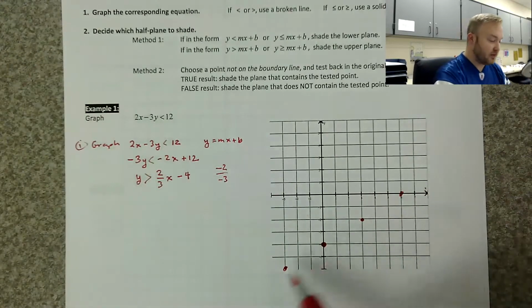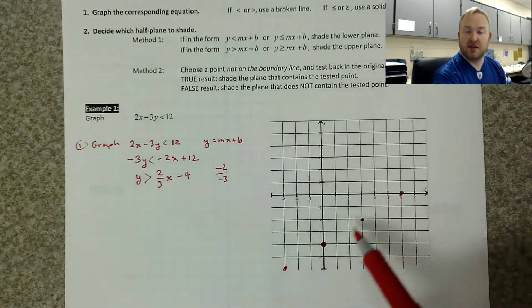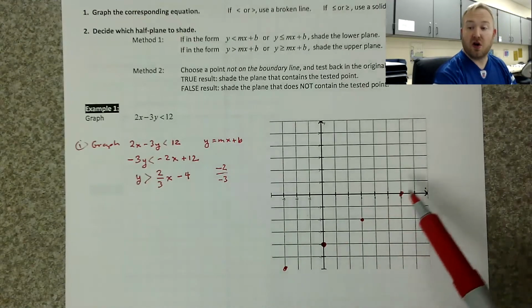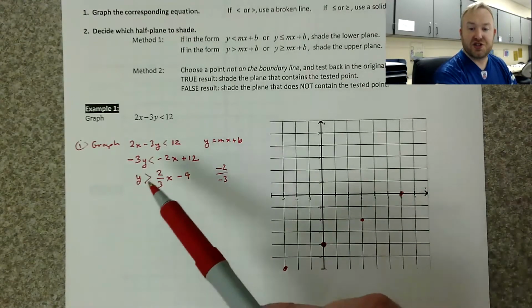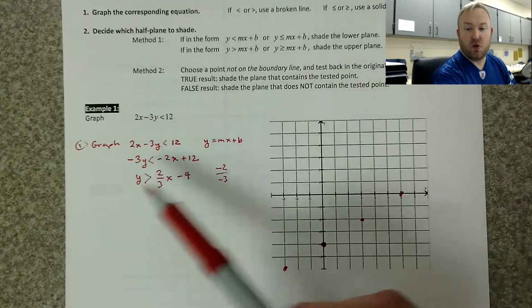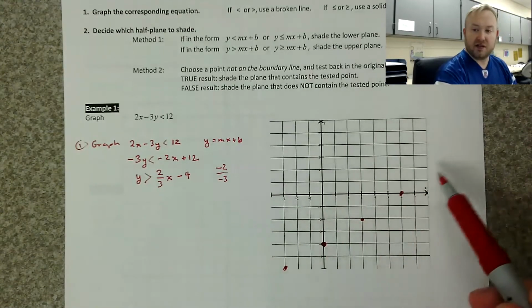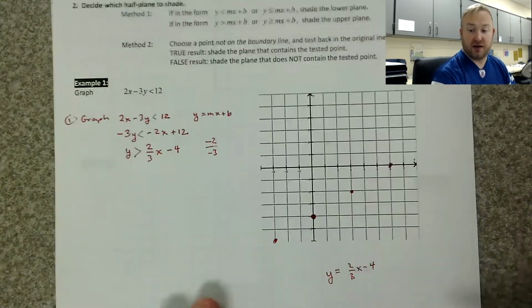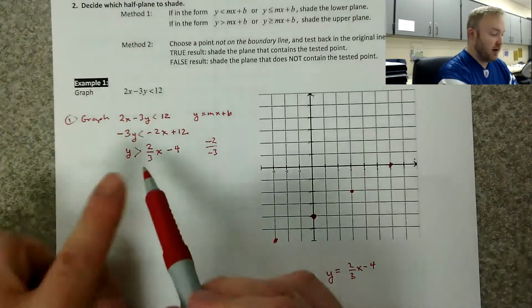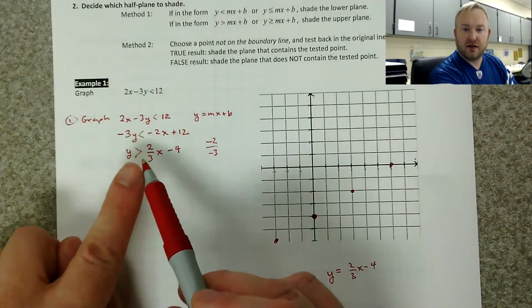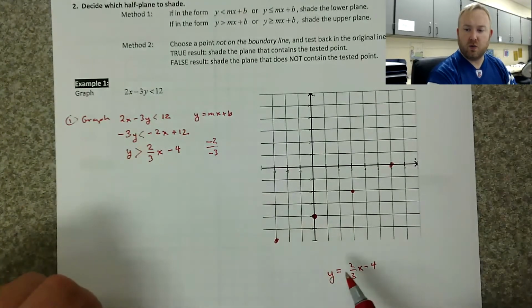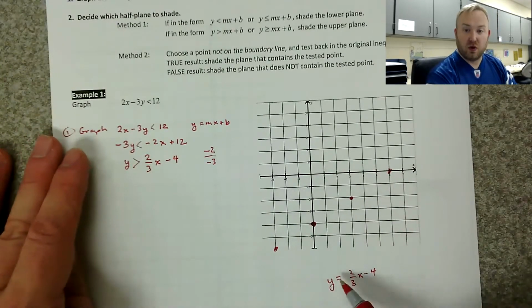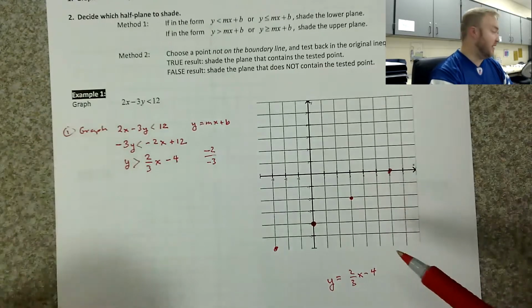Here's why. If we connect those points and we make a solid line, what we're saying is that every point on that solid line is a solution to this inequality, and it's not. Every point on that line would be a solution to this equation, y equals 2/3 x minus 4. Do you see how there's no or equal to here? It's just greater than. We don't want to include the equals part. And the points that are solutions to the equals are the points on that line.